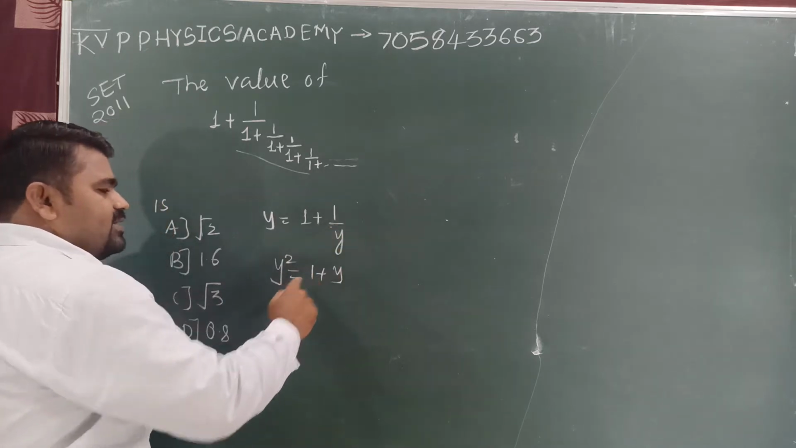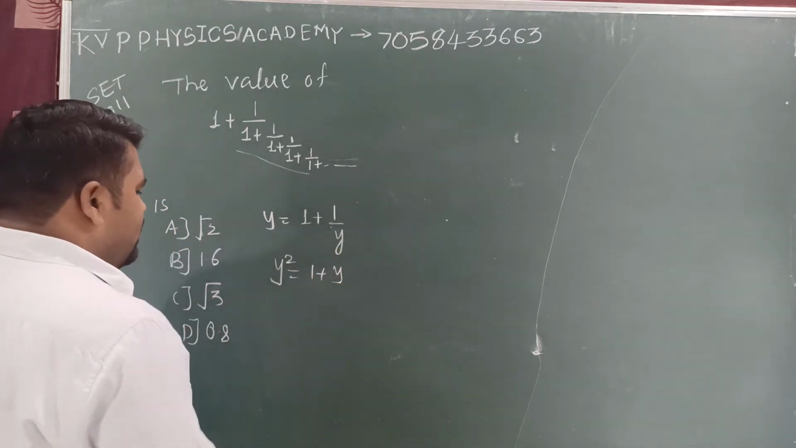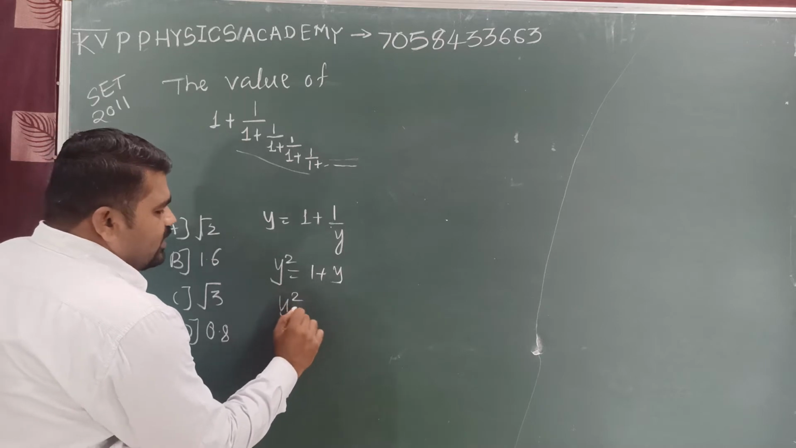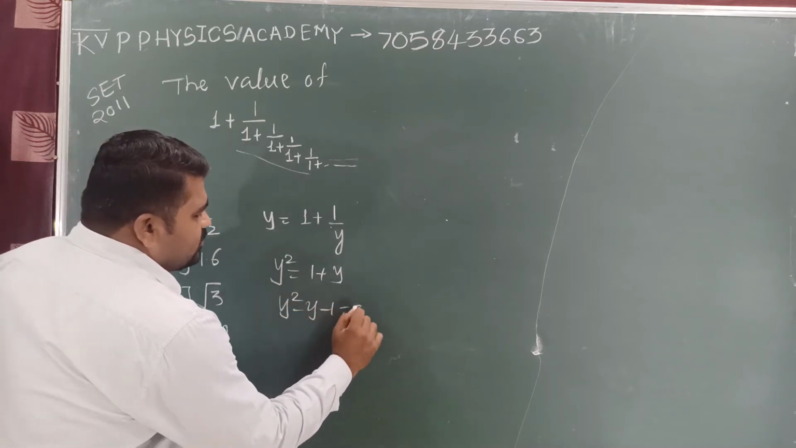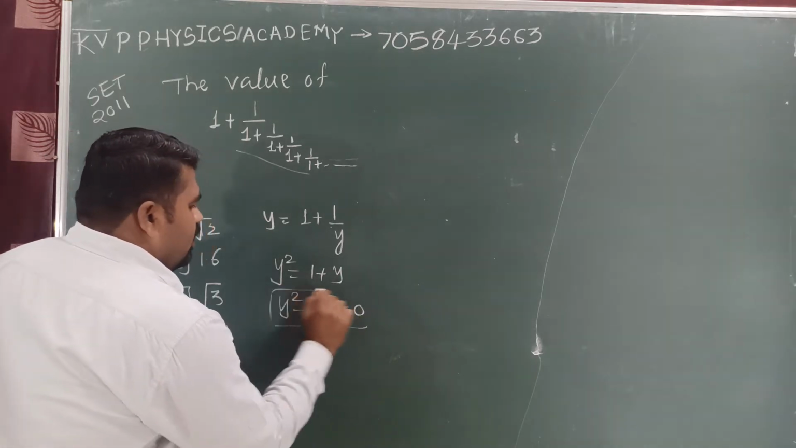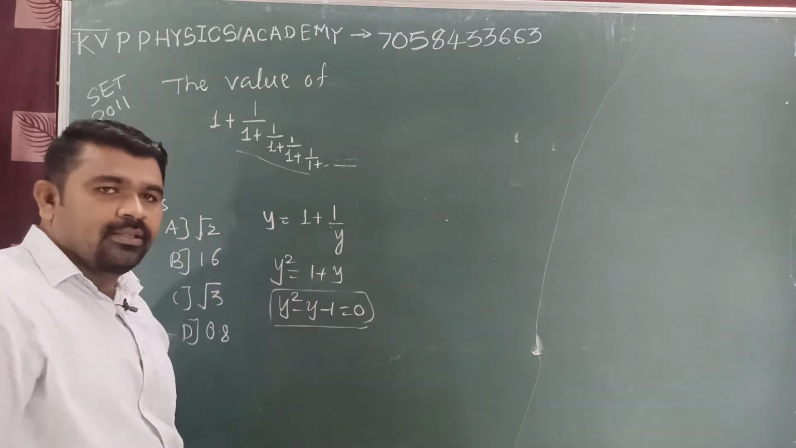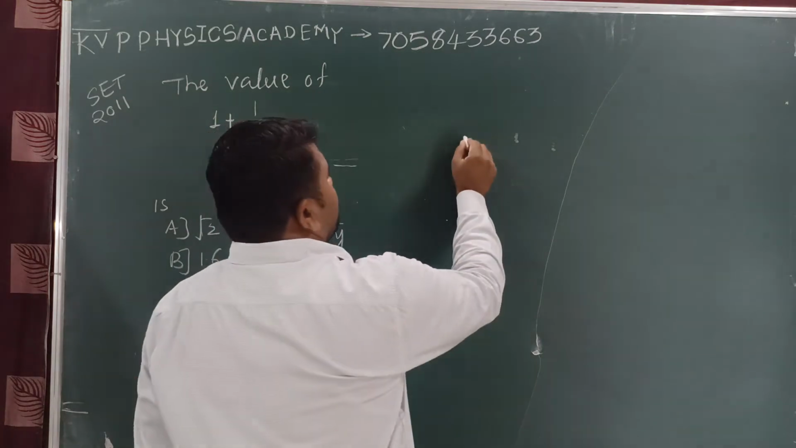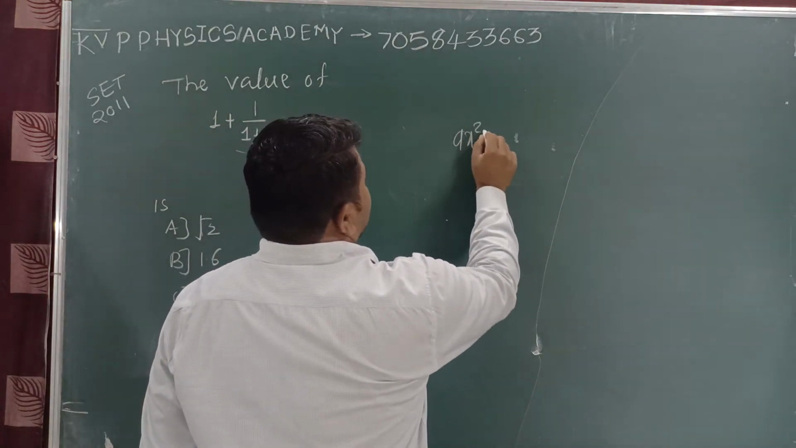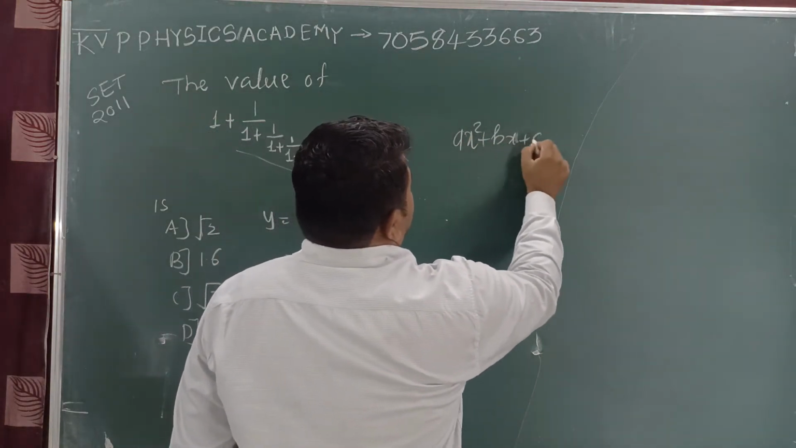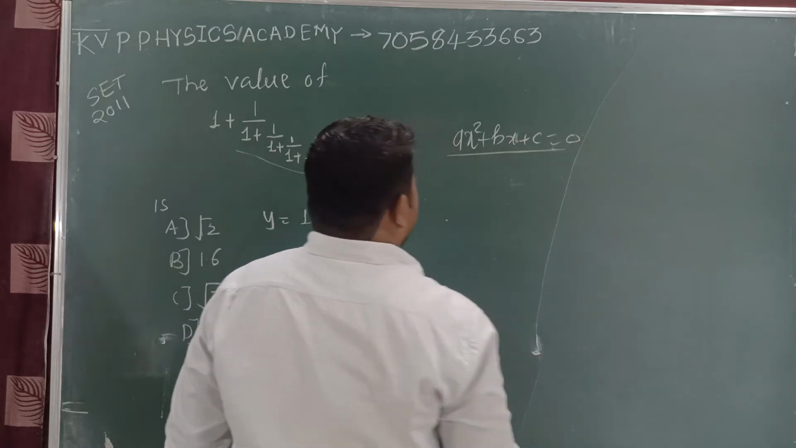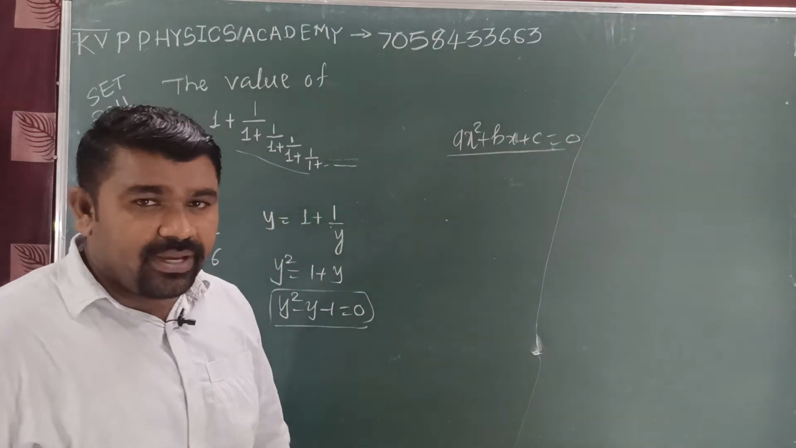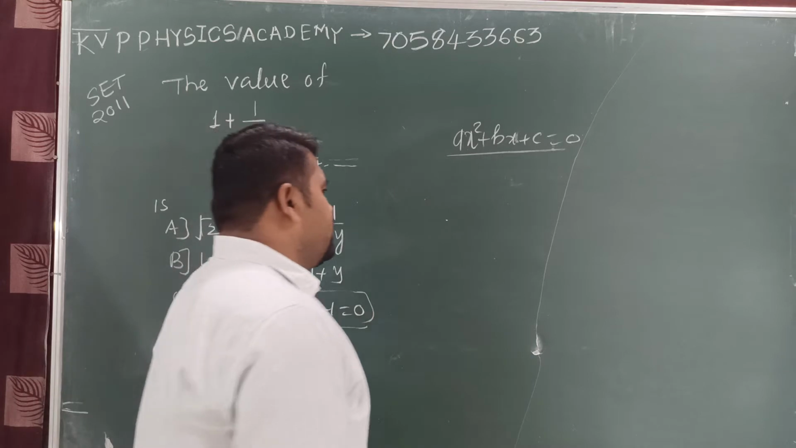Okay, taking it to this side, this becomes y square minus y minus 1 is equal to 0. Which type of equation are we getting? This is a quadratic equation, like x square plus bx plus c is equal to 0. Here the power is 2, and power 2 means we get 2 roots.